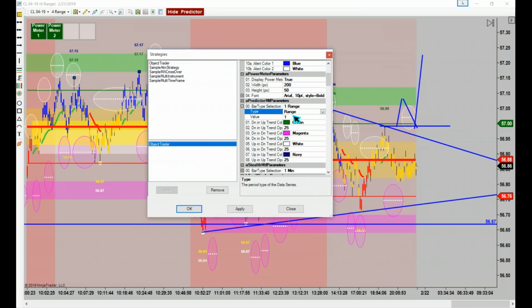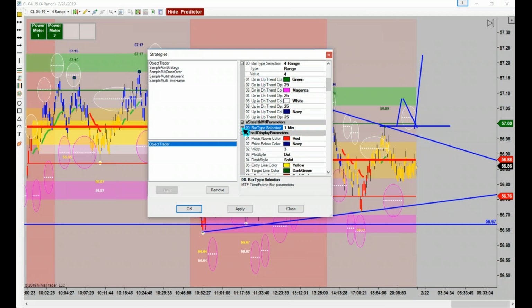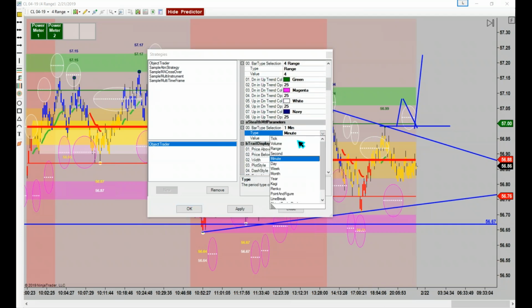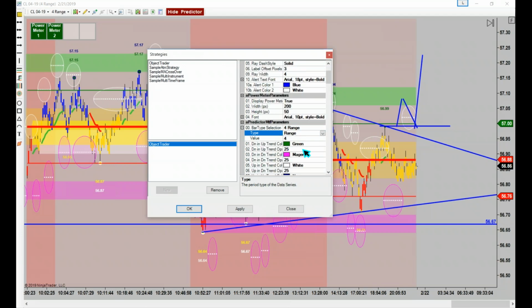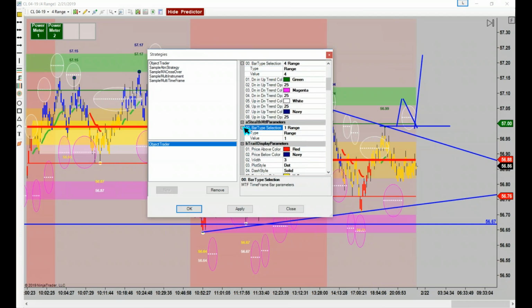All right, so I'm going to go to range bar, for range, and I'm going to go to my stealth down here and change it also to 4 range. Scroll down again. I don't know why that does that, but it does. And then we'll go 4.